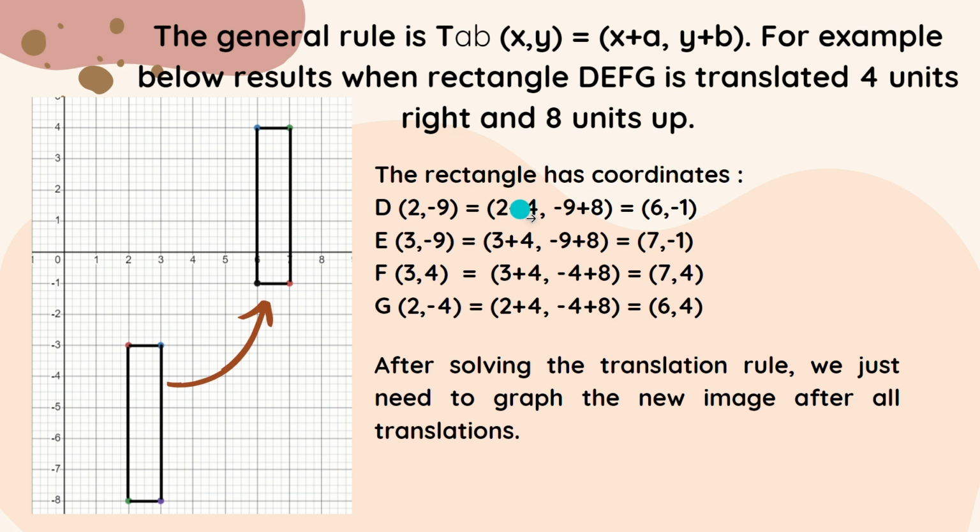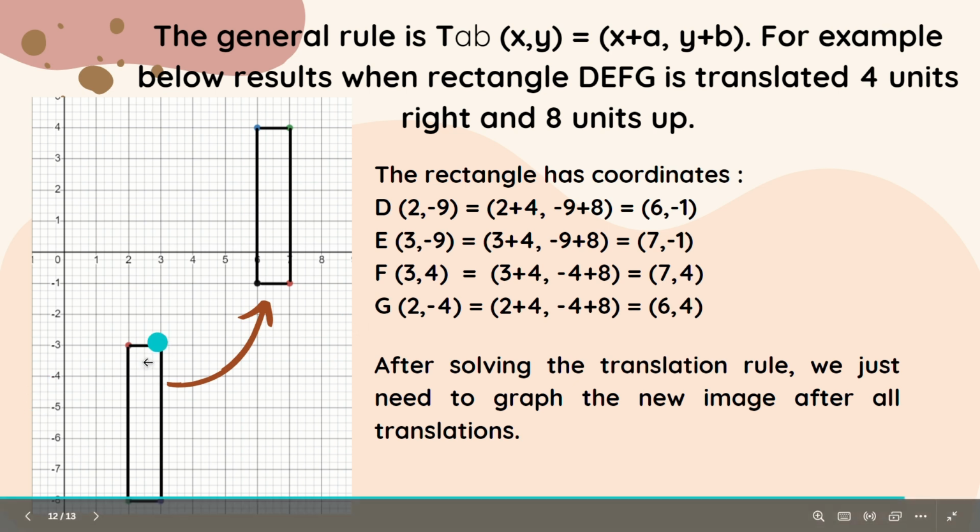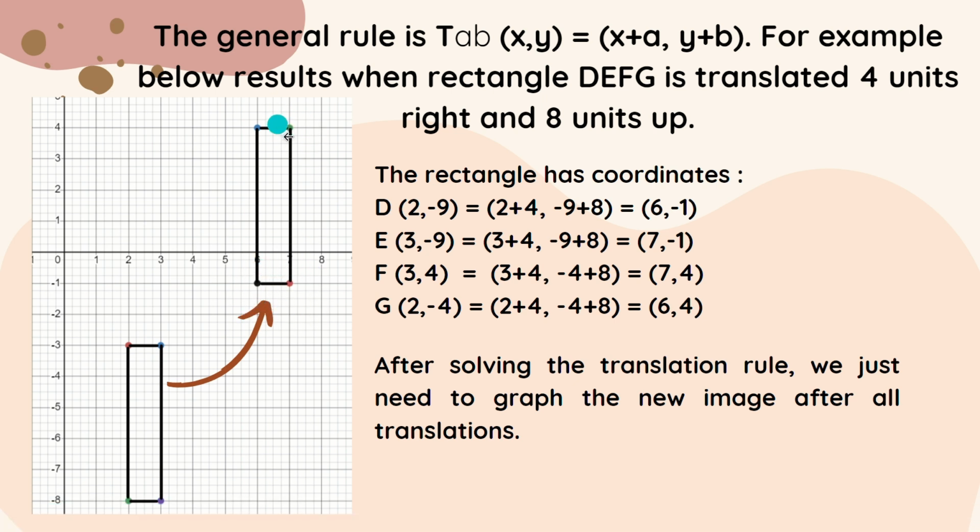Okay. So the rectangle has coordinates D, E, F, G. For letter D, we have coordinates 2 and -9. Paano ba natin isa-solve to? Sabi dito A and B. So x plus a, y plus b.